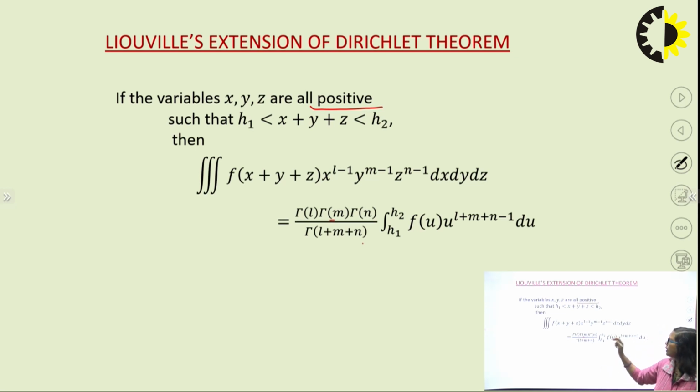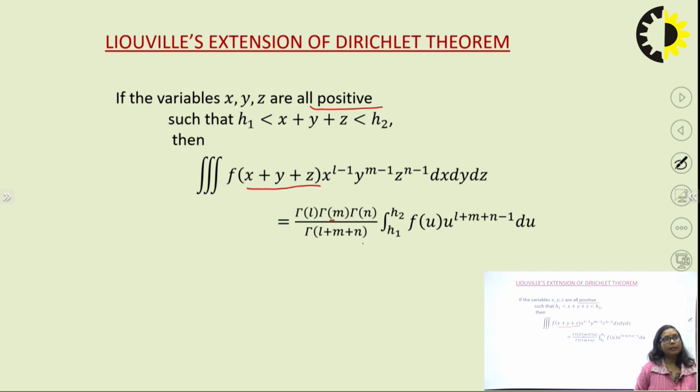Integral from h1 to h2 of f of u. Here the function is x plus y plus z. F of u means I kept this x plus y plus z and transformed it into a single variable u over here, into u to the power l plus m plus n minus 1 into du.